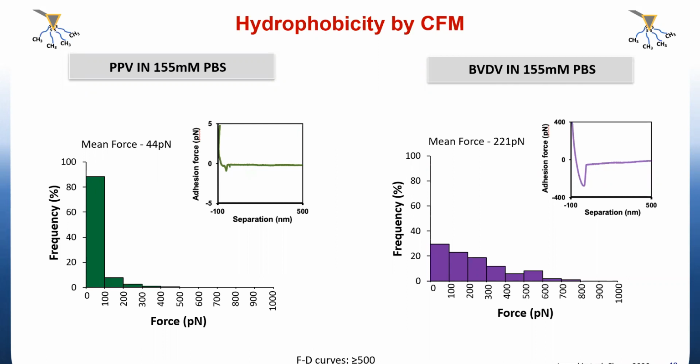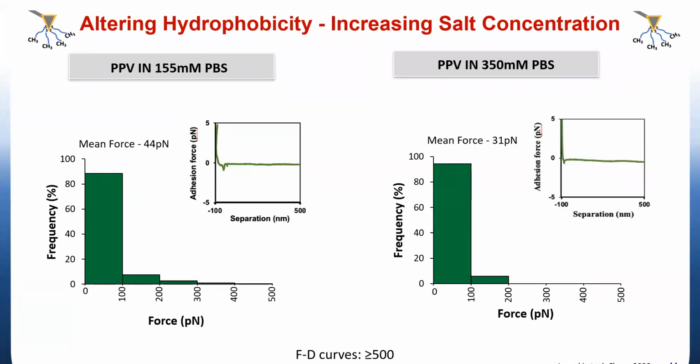And so for PPV, we have this force plot, and we obtained the mean average of the forces that were measured. We had a mean force of 44 piconewtons for PPV, while for BVDV, we have a mean force of 221 piconewton. And this mean force gives us an idea of the measured interaction between the tip and the sample, and we use it to characterize the hydrophobicity of the virus. In this case, because BVDV has a higher mean force value of 221, we say that BVDV is more hydrophobic than PPV, and we also see it in the peaks of the adhesion versus separation curves obtained. For BVDV, we see that we have a larger peak, which means a higher force was measured as compared to PPV.